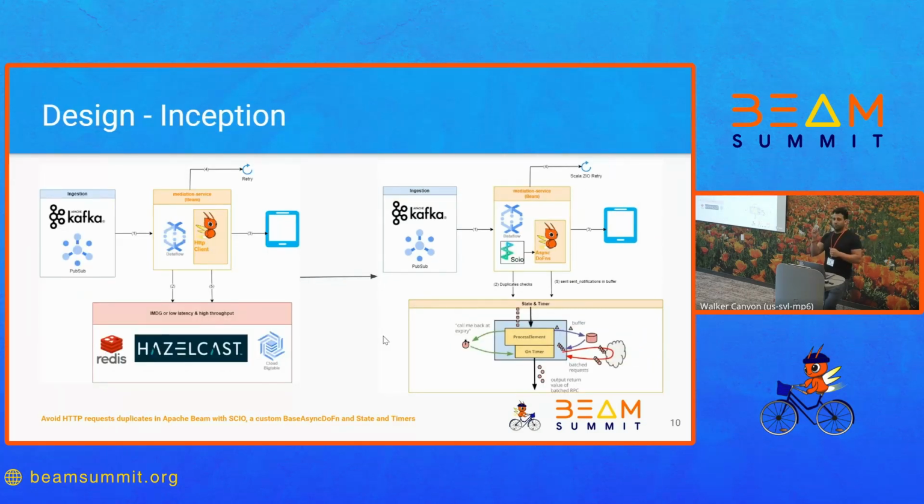So then we were having that Hazelcast cluster, but instead of using the Hazelcast cluster, we decided to use a sort of state and timer pattern to keep that idempotency. How can we achieve having the HTTP client? The way we did it was actually using this async-do function. What is an async-do function?